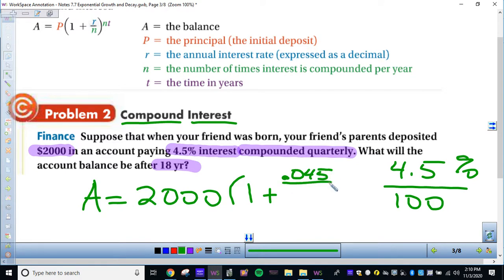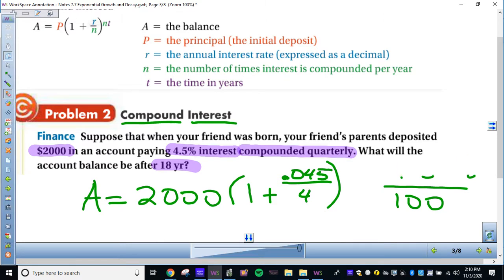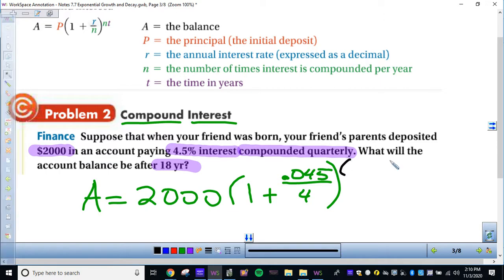So we're going to take 0.045, and then the n in the denominator of the fraction represents how many times it's compounded. So 4 quarters in a year. We're going to divide that by 4. I'm going to erase my little division problem over here just so it's not visually confusing. And then we're going to raise it to the nt power. I very much recommend that you put that exponent in parentheses, because you'll probably get the problem wrong if you don't. So we have 4 times 18 for the years time.